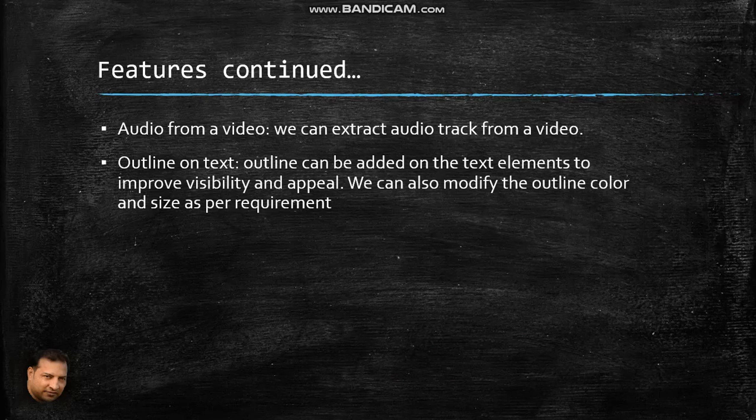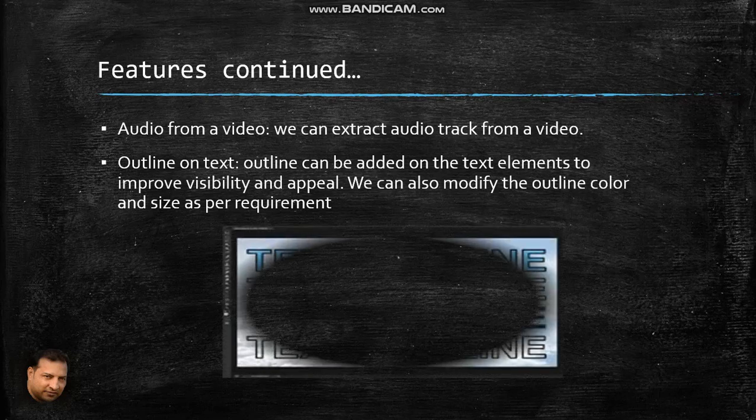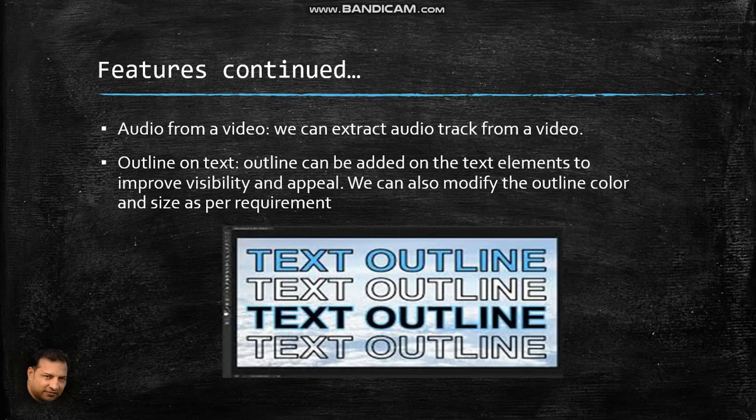Next we have outline on text. Let us see what do you mean by outline on text. So see, this is an example of text outline. So whatever the text is, there is an outline to make visibility more clear. So outline can be added on the text elements to improve visibility and appeal. We can also modify the outline color and size as per requirements.